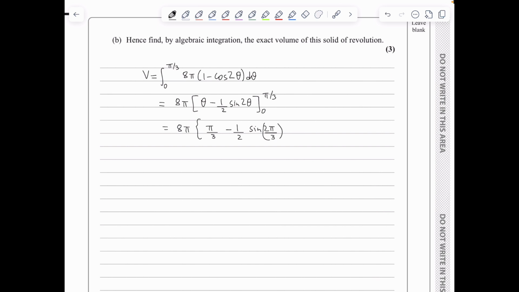And if I substitute the lower limit, both these will be 0 and sine of 0 is 0. So we've got an overall contribution of 0 from the lower limit. So we're looking at 8 pi times pi over 3 minus root 3 over 4, which I can expand to get 8 pi squared over 3 minus 2 pi root 3.